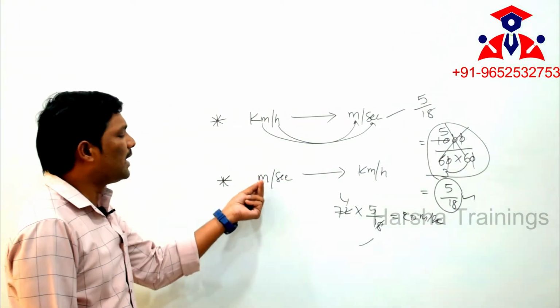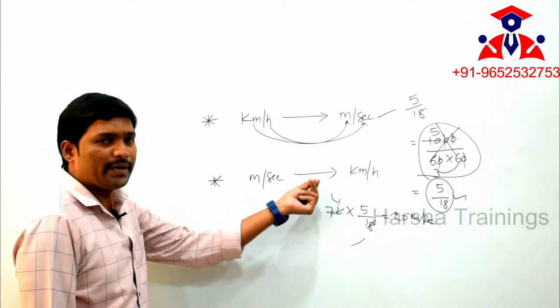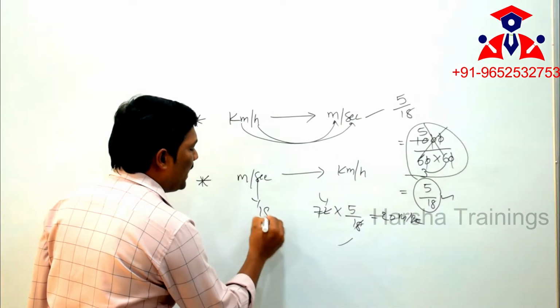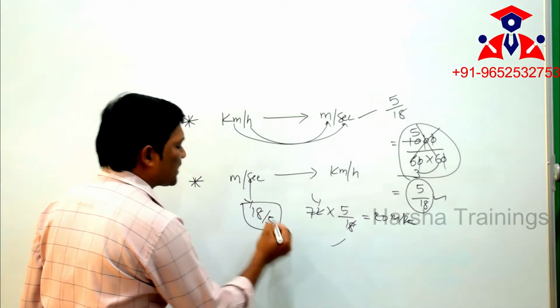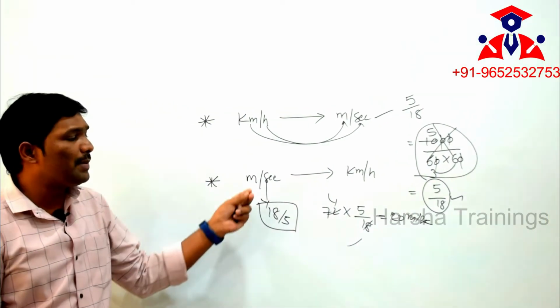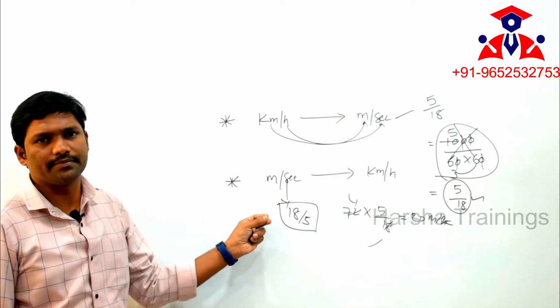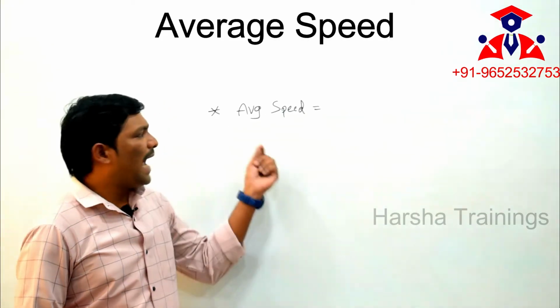Coming to the second point, convert meter per second to kilometer per hour. We use directly 18 by 5. Just reverse, guys. 18 by 5. Just remember these two points, guys. It's very important. Next point, average speed.